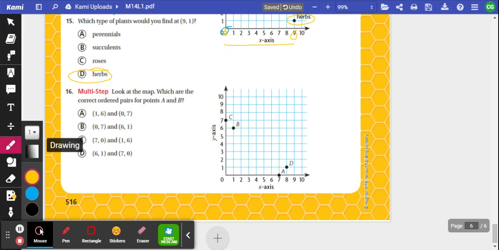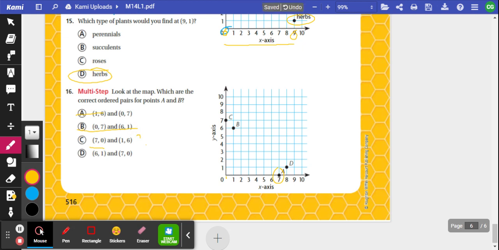Now the next one, it says it's a multi-step problem. Look at the map. Which are the correct ordered pairs for A and B? So here's A, and okay, so I moved from the point of origin over to 7, and I stayed there. That means I didn't go up, so that would be 0, right? So it's not this one. Can't be a 0 for the X and then going up. That would be C, so that doesn't work.